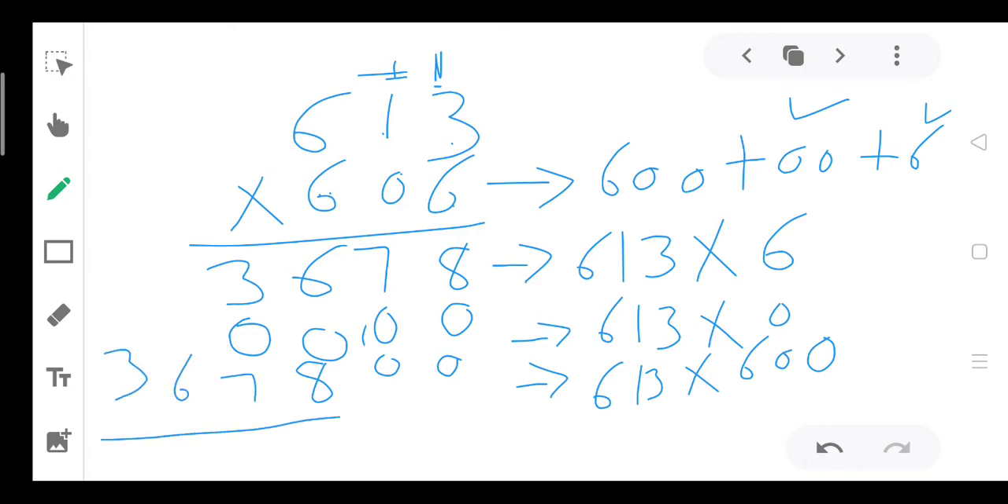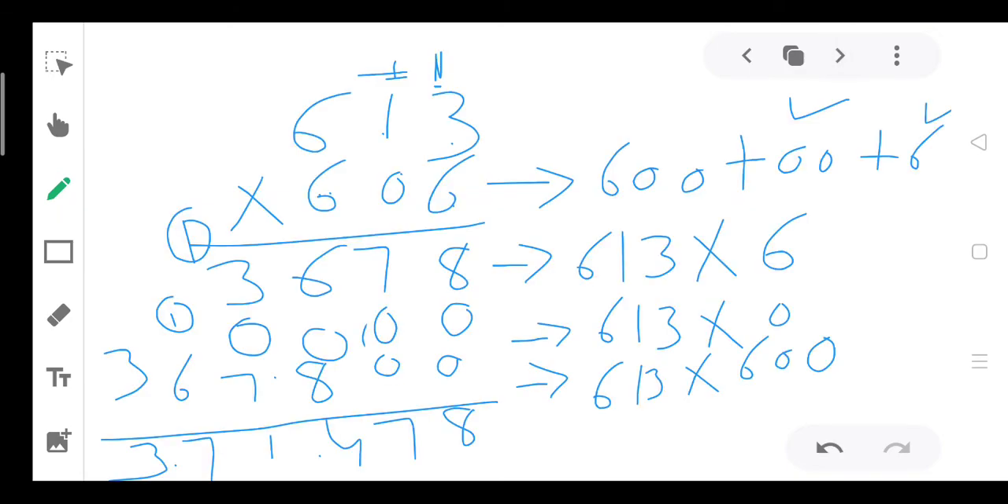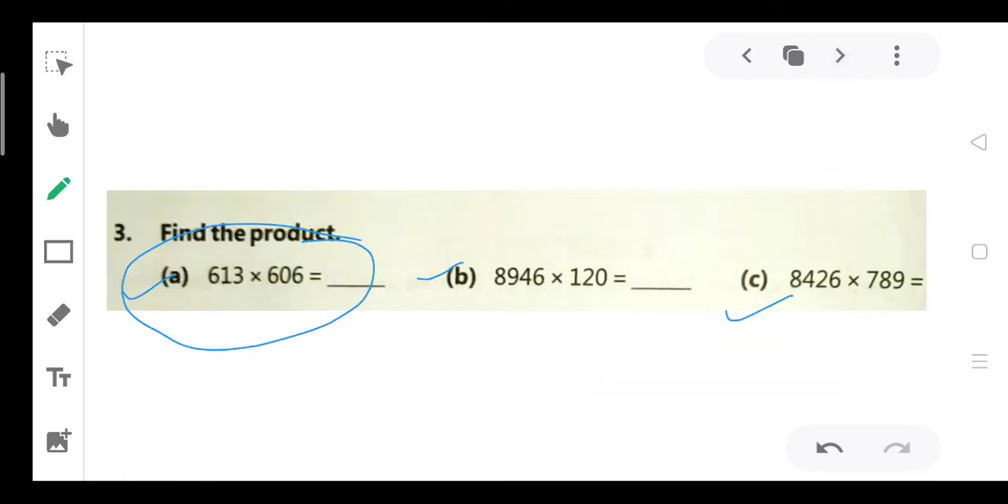Now we will add it. 8, 7, 14, 1, 7 plus 3 and 1 is 11, 1 goes as a carry, 7 and 3. So our right answer is 71,478. In this way you can do your rest of the questions also. Okay. So one I have done for you, and these are also the same. You can do them yourself.